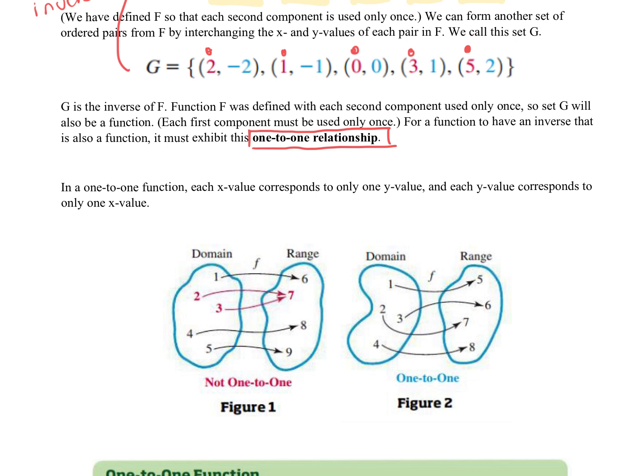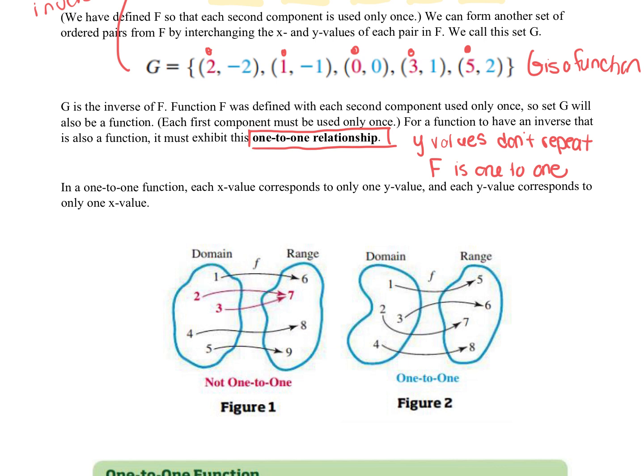One-to-one relationship means that the y values don't repeat. And since the y values didn't repeat, the original f is one-to-one. That means that another way to look at that is that I have f, and then g is the inverse. And since g is a function, then f was also one-to-one.